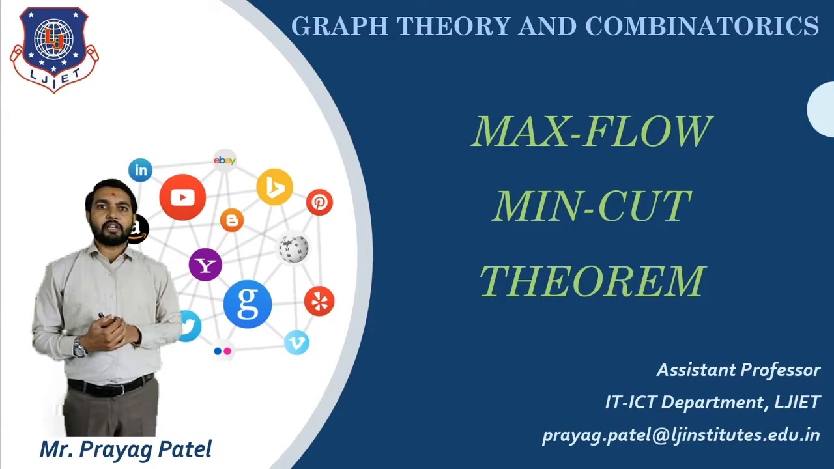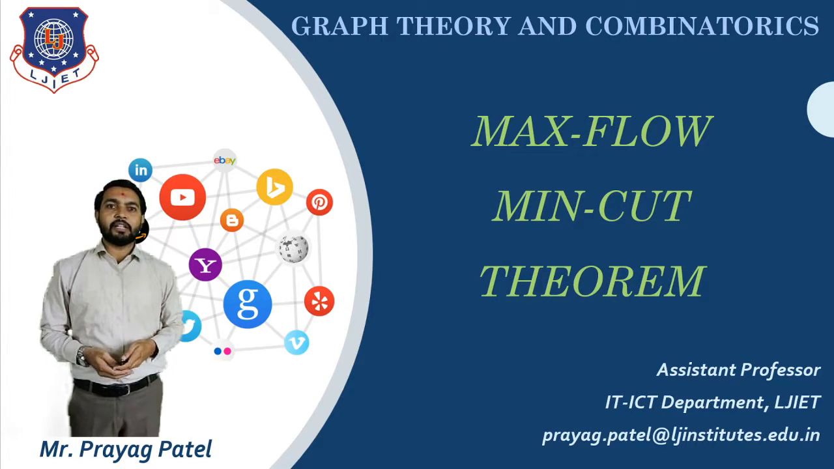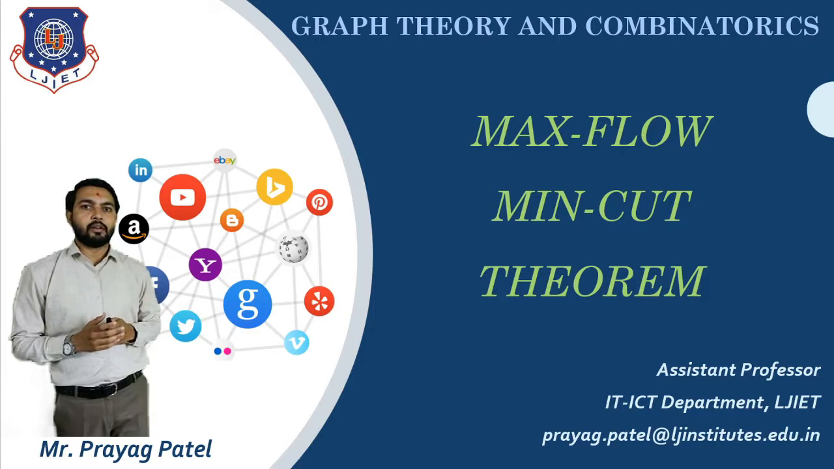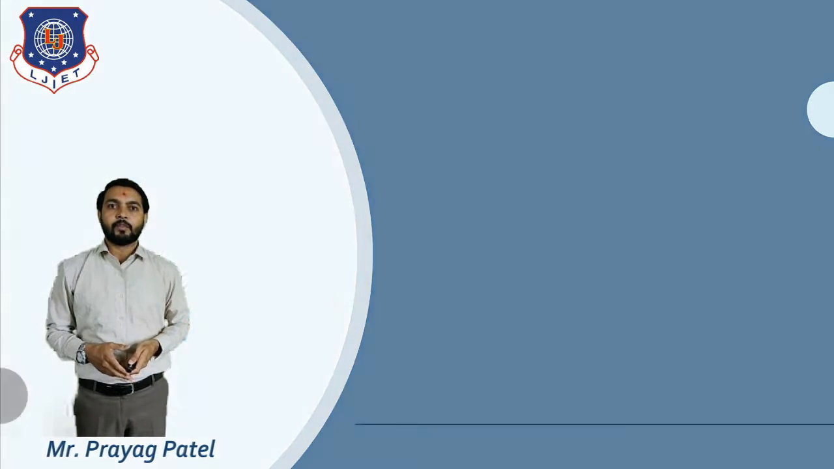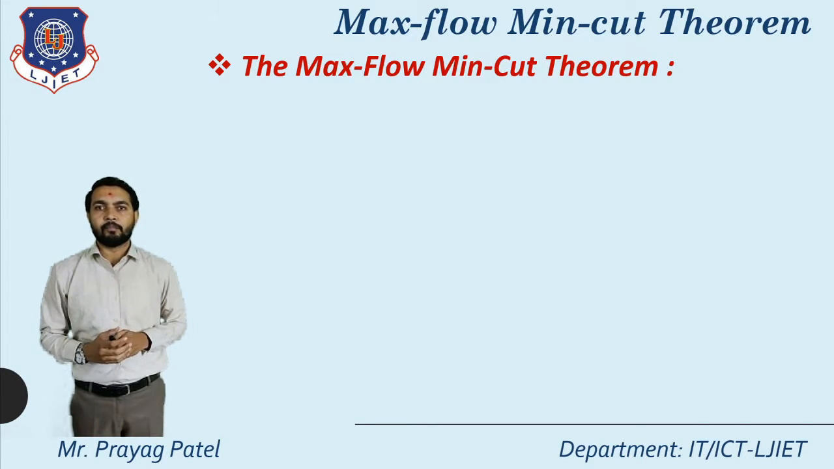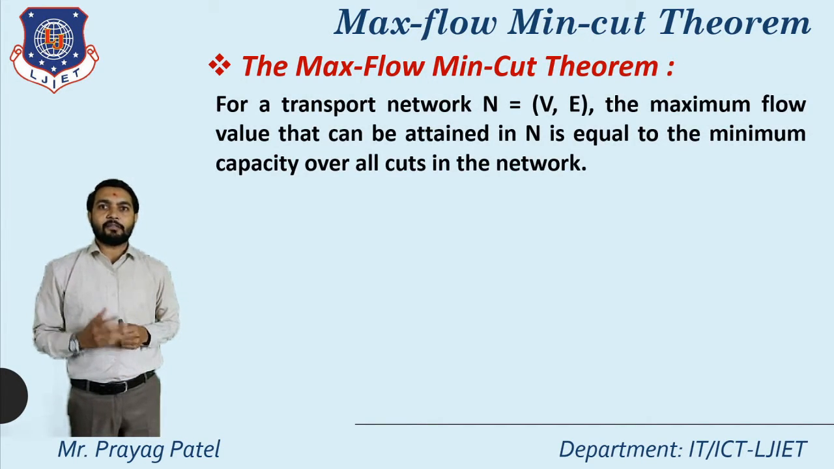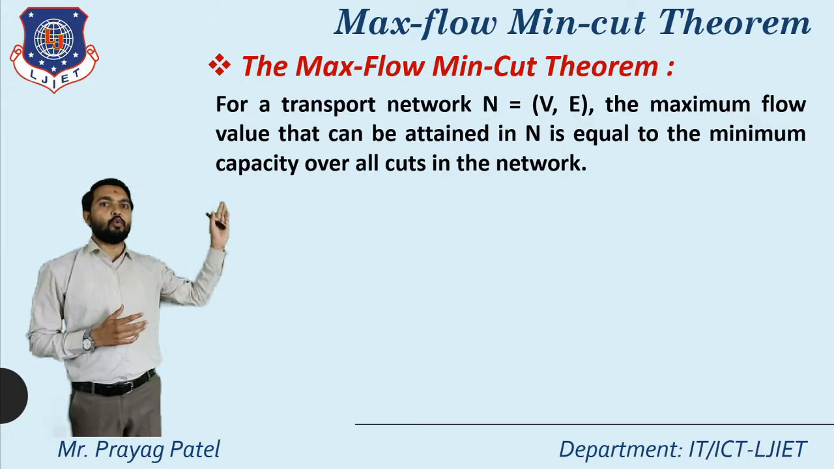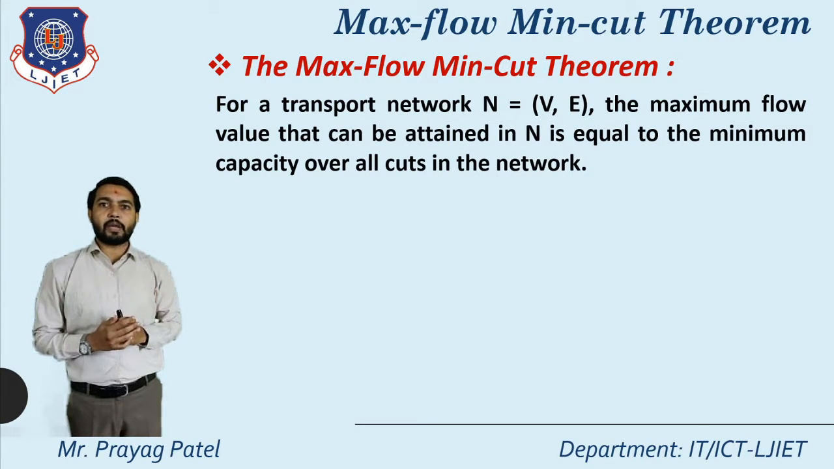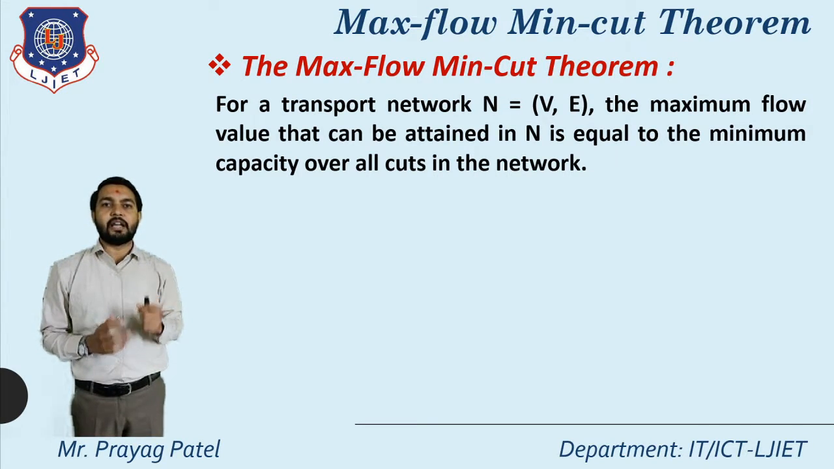Now in today's video lecture, I will discuss the max flow min cut theorem. Here we discuss what the possible maximum flow in a network is and what the minimum cut is. For that, one theorem is called the max flow min cut theorem. The theorem is like this: for a transport network N = (V, E), the maximum flow value that can be attained in N is equal to the minimum capacity over all cuts in the network.